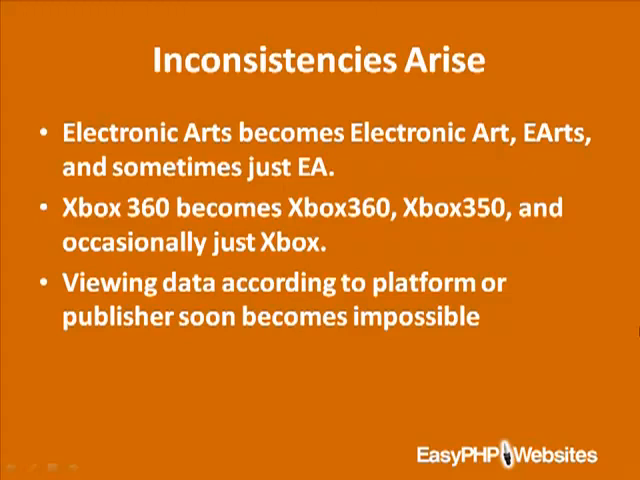Further, when entering the platform, Xbox 360 becomes Xbox 350 due to mistyping, and even worse, sometimes just Xbox, which conflicts with one of your older consoles. By introducing these inconsistencies, the ability to view games according to publisher or platform becomes nearly impossible.